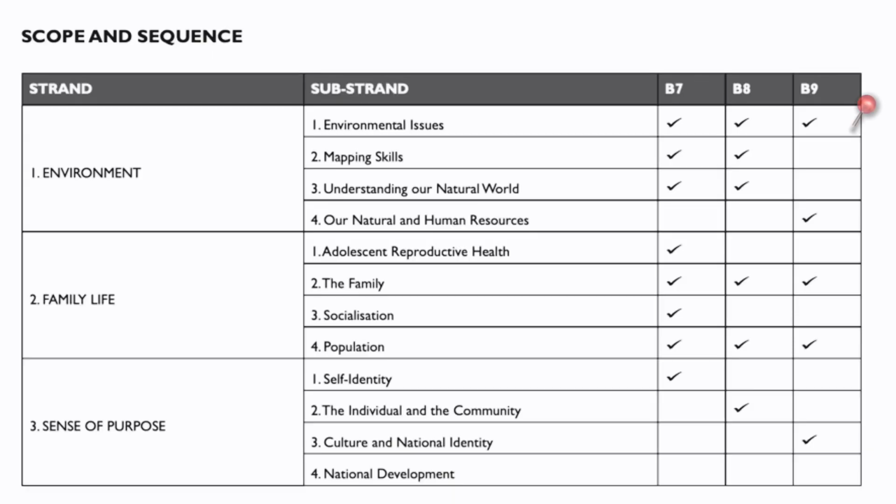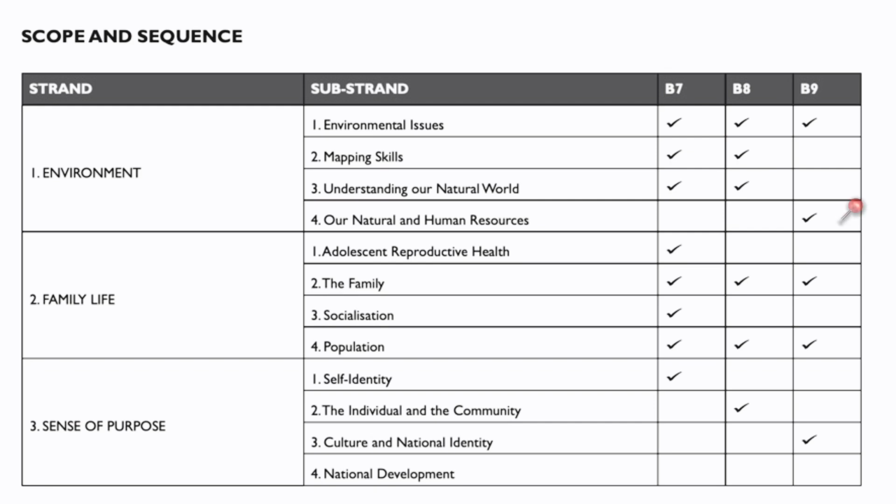Now, let's see. Environmental issues. You notice that under Basic 7, there's something you learn. Under Basic 8, there's something you also learn. That's why all the levels have been ticked here. Mapping skills: there is something under Basic 7, there is something under Basic 8. Understanding our natural world: Basic 7, Basic 8. Our natural and human resources: it is only Basic 9 that we are going to have something on it. There is going to be an item there that we will learn before the final exam is written.